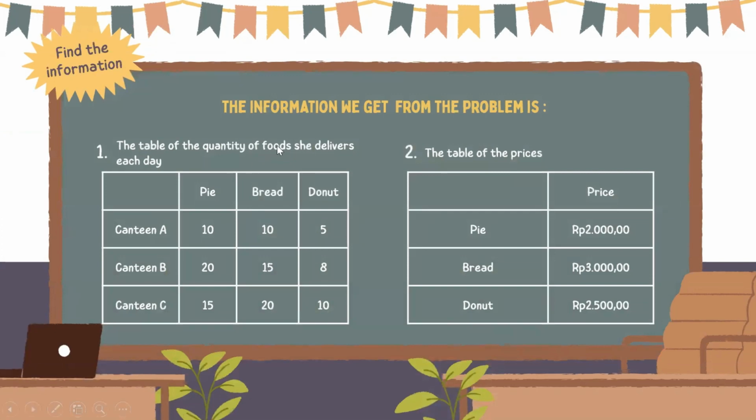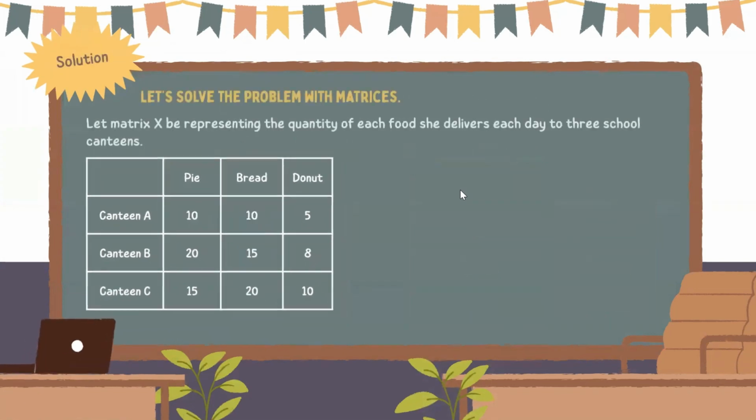First, let's find the information. The first information is the table of the quantity of foods she delivers each day. Then the prices of the food, we can make in table form. So there is the table of the prices. Okay, next. Let's solve the problem with matrices. We can represent the tables with matrices.